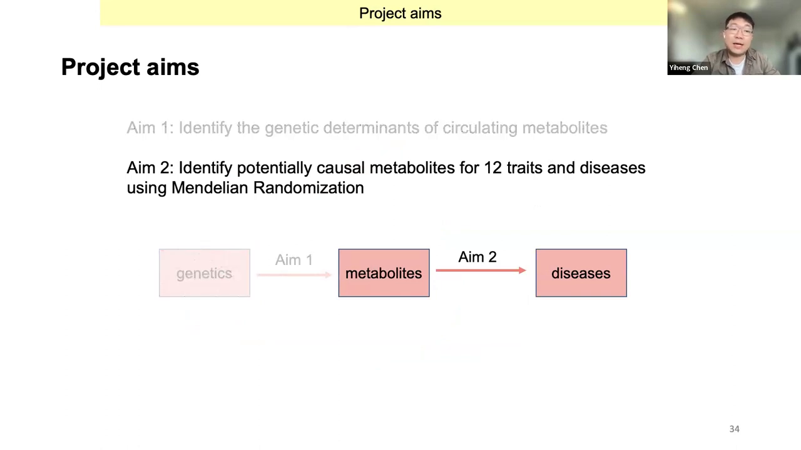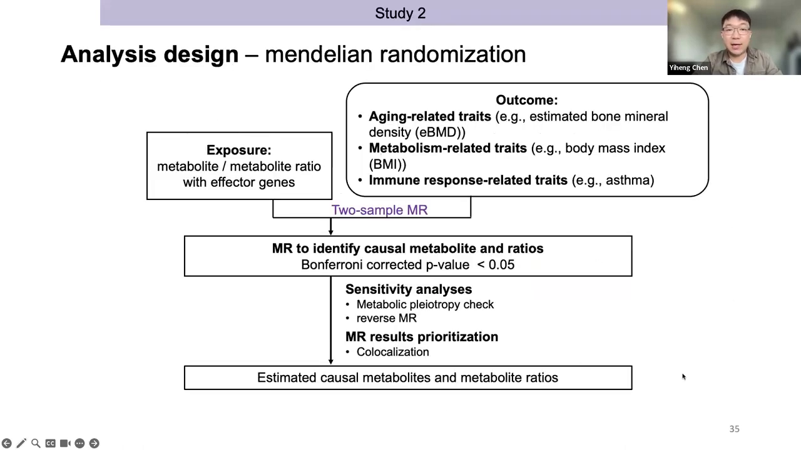Here, we then conducted analysis to identify potential causal metabolites for disease using an MR approach. Here is the general design for the MR analysis in this study. For the exposure, we focused on those metabolites and metabolite ratios that have effector genes identified. For the outcomes, we focused on 12 traits from three categories. They are aging related traits, such as bone mineral density, metabolism related traits such as body mass index, and also some immune response related traits, such as asthma. With exposure and outcome, we performed a two-sample MR analysis and identified the causal metabolites and ratios for those outcomes.